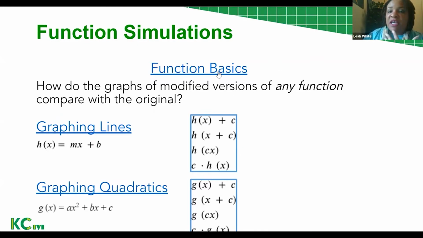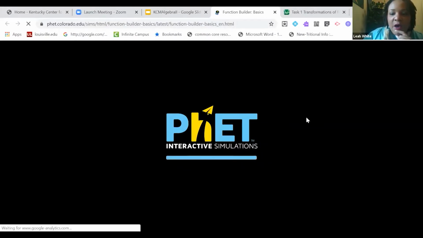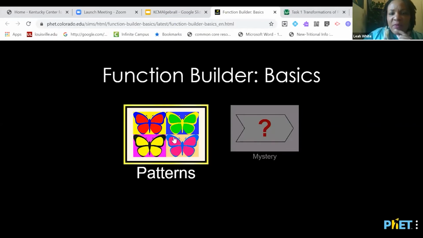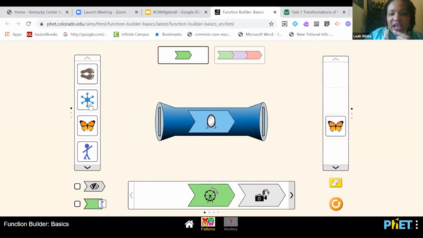So I'm going to show you first just the function basics. So maybe your students need this lesson scaffolded a little bit and they just need some ideas to understand how functions work. Let's go to this function basics simulation. I think it's really neat. And so what's neat about this, and obviously this can be used for middle school, even elementary school, is for students to practice just understanding what does a function do. So if I put this mirror here at the center, if you're following along with me, and I put this butterfly in, then I see what happens when I do that.